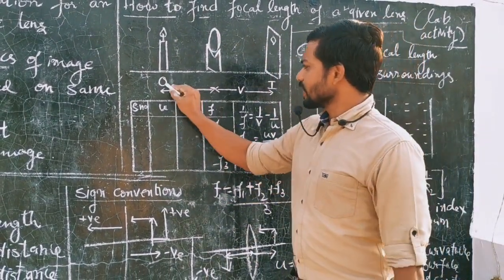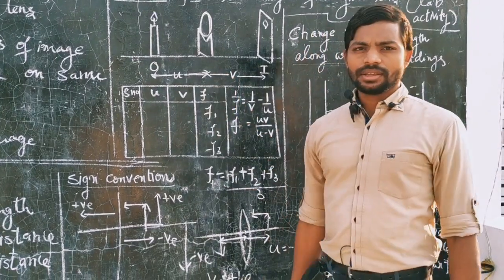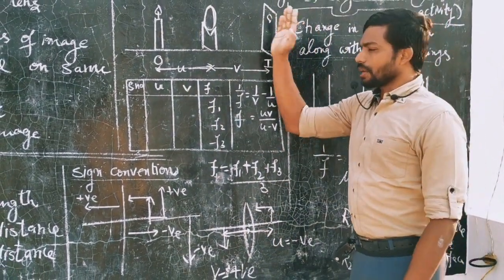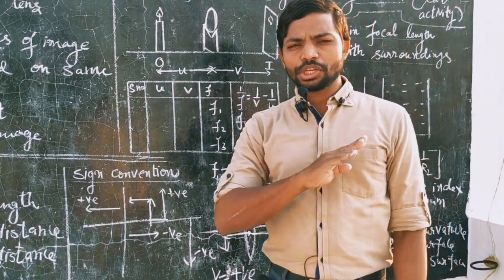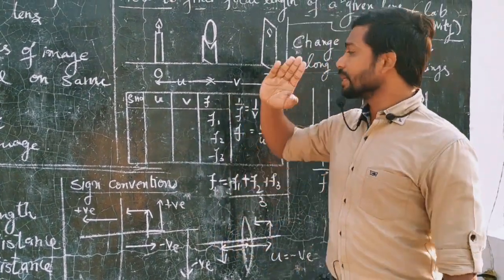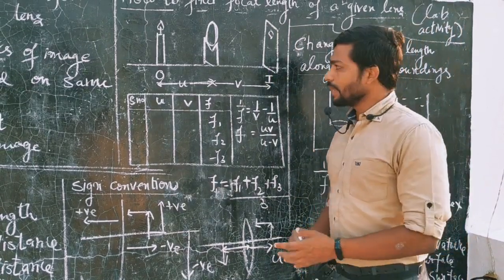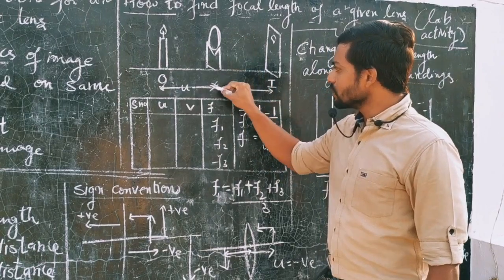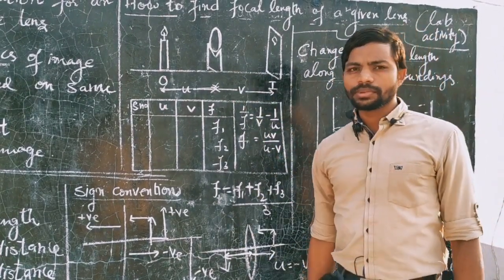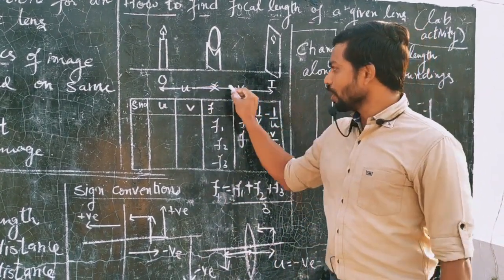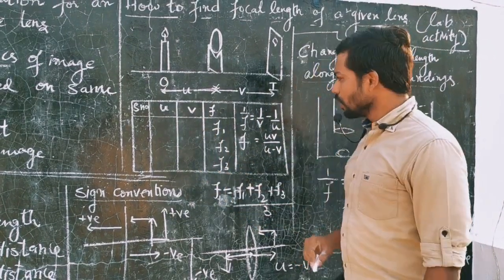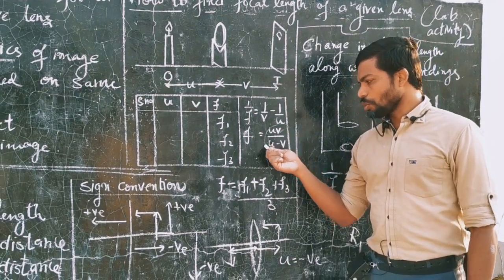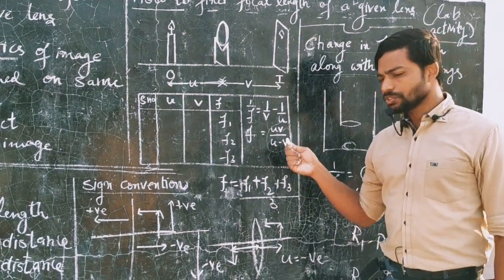Let us say you measured the object distance with a meter scale, and now move the screen forward and backward. At one point you will get a very sharp image. Stop the screen over there, and that will become the image distance. Image distance is from the lens to the screen. Record both u and v in this table. So once you get u and v values, you can calculate the f value using the lens formula.